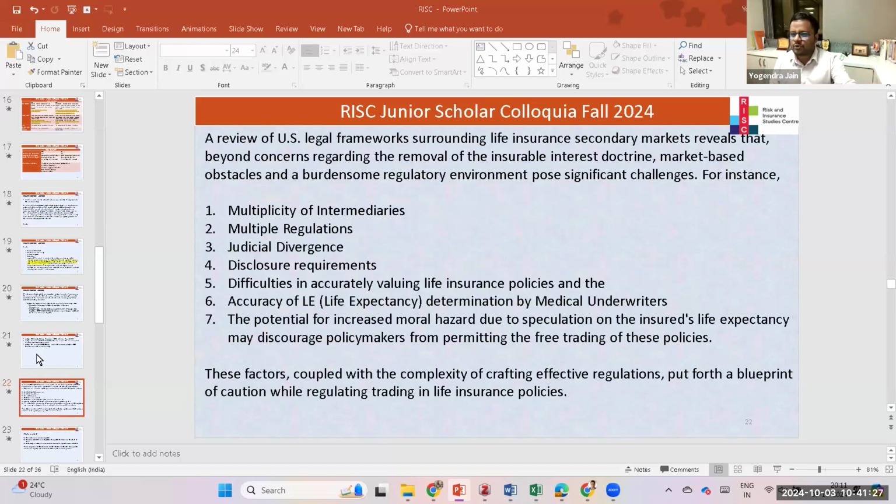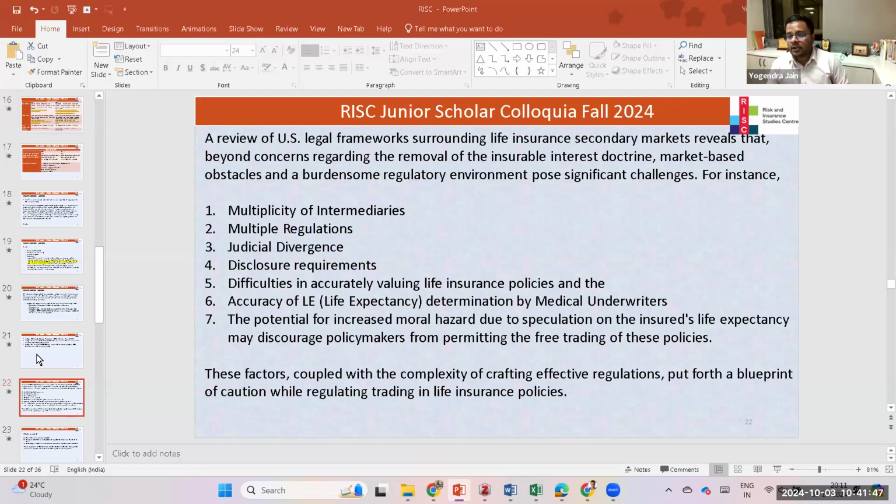So I've analyzed all those things, and what I found is these are the issues that we face when we try to regulate. Because in theory, it is very easy to say that we should regulate it: freedom of contract, insurable interest. But when we come to implementing it, I found these are the issues that India, or Canada for that matter, needs to address if it wants to regulate.